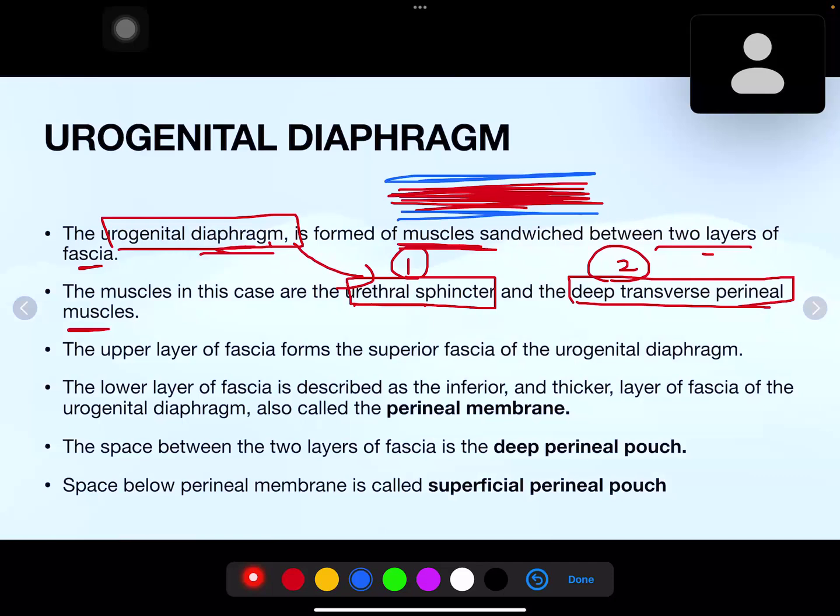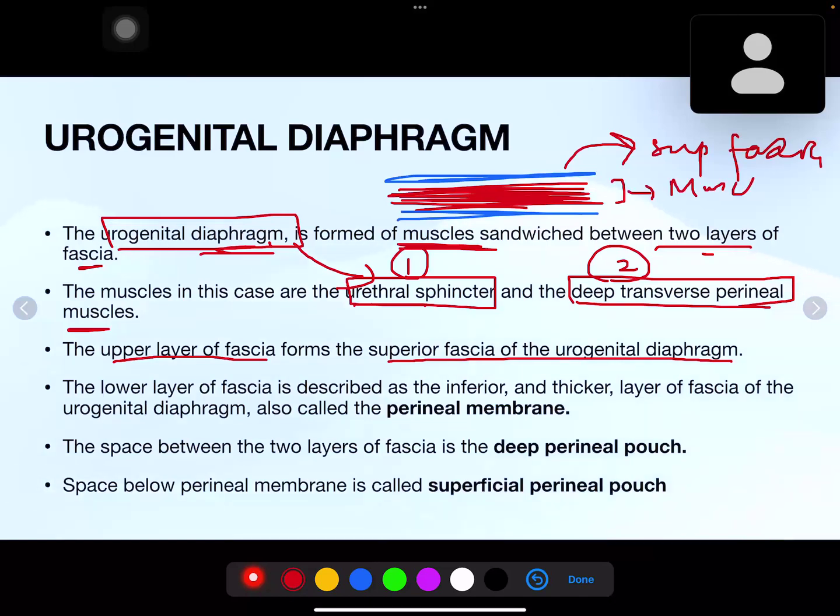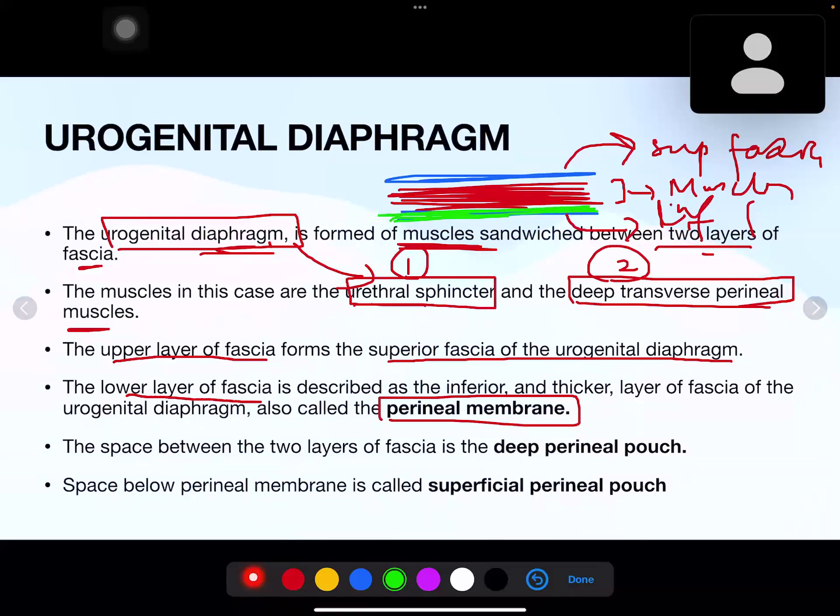The upper layer of fascia forms the superior fascia of your urogenital diaphragm. In between, these are the muscles, red is muscles, and then the lower layer of fascia, the inferior fascia. The inferior layer of fascia is called the perineal membrane. This is an important landmark: the inferior layer of the urogenital diaphragm is called the perineal membrane. And the space between the two layers of fascia is called the deep perineal pouch.